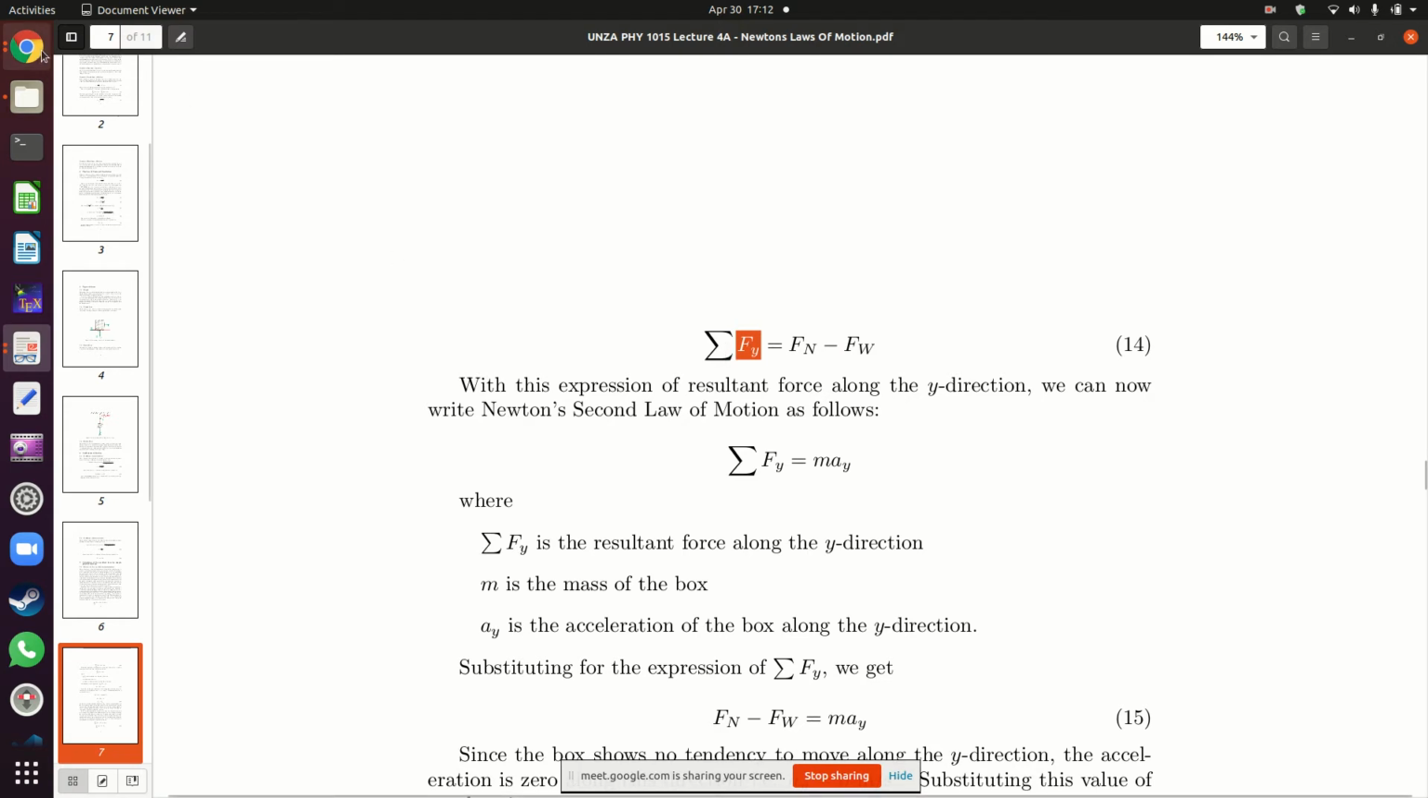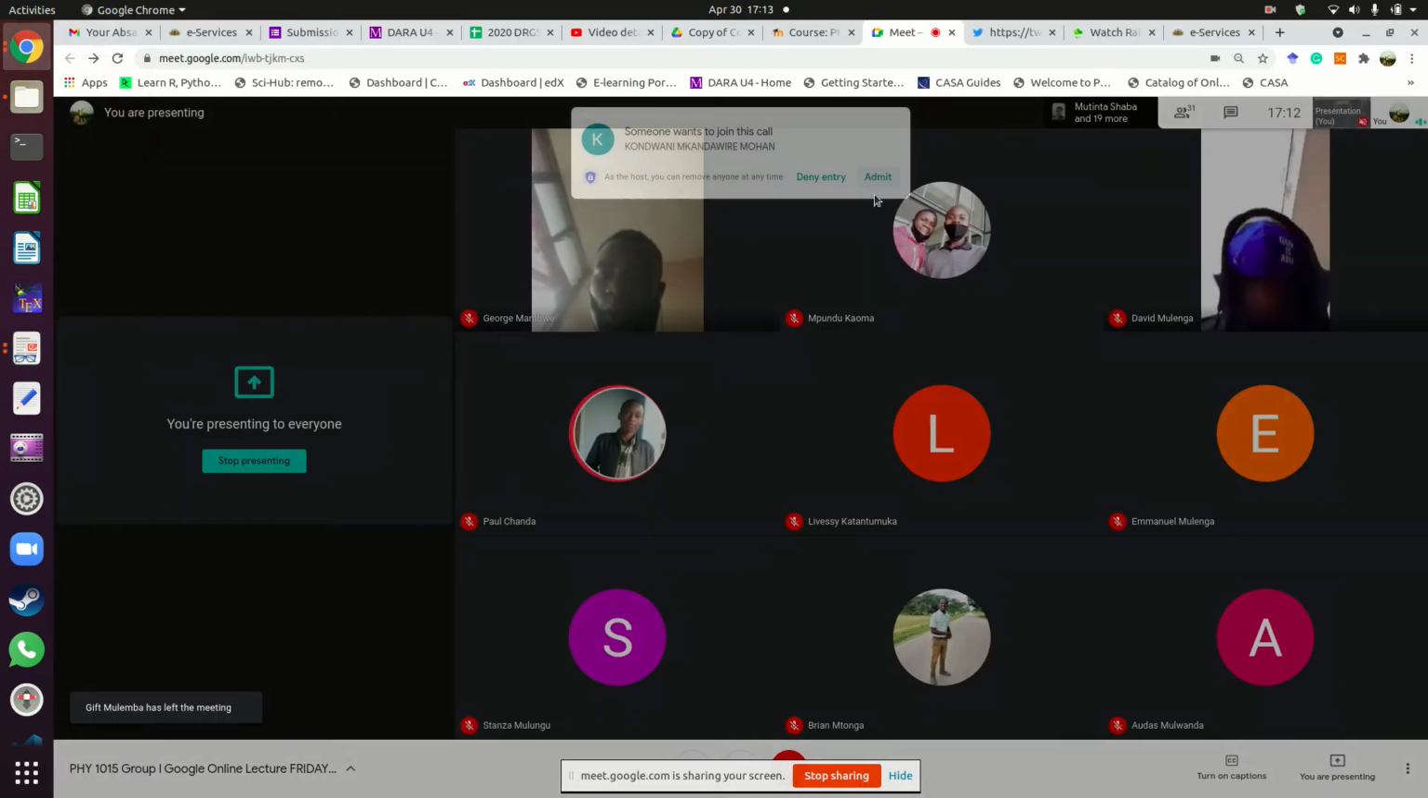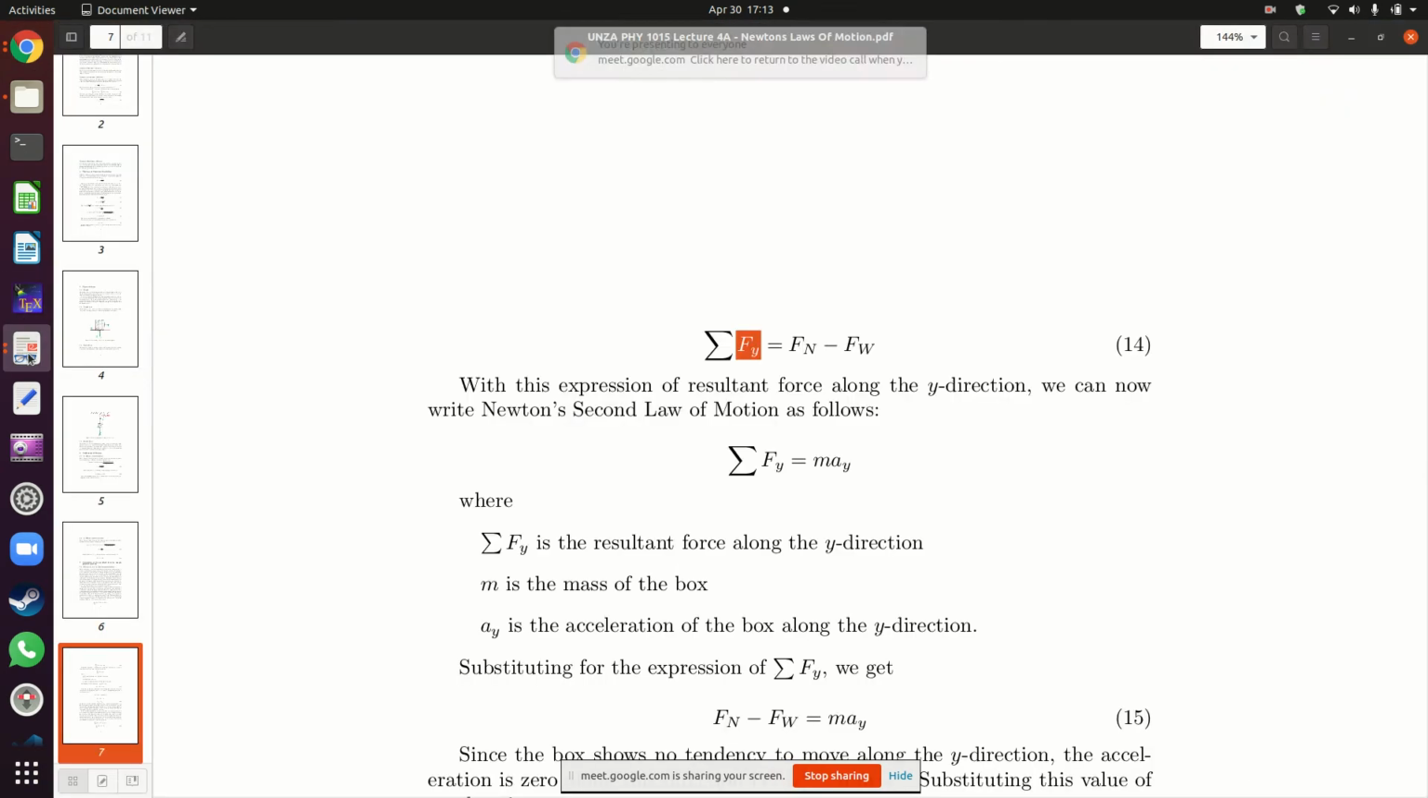This is how you get resultant forces. You identify forces, then you add them. Since these forces are vectors, in our case, we are using the xy plane. Any force pointing in the positive y, we treat as a positive force. Any force pointing in the negative y, we treat as a negative force. If a force is pointing in the positive x, we treat that as a positive force. If a force is pointing in the negative x, we treat that as a negative force. That's all we do. So we have found the resultant force to be Fn minus Fw.